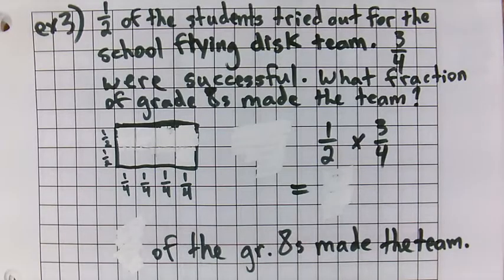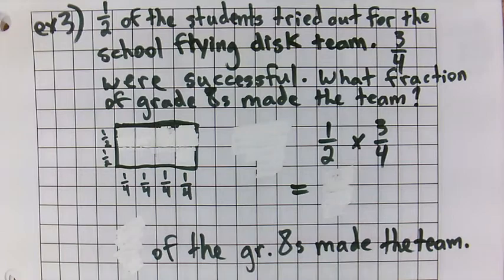Here's our example 3. It says half of the students, the grade 8 students, tried out for the school flying disc team, or ultimate frisbee team. Frisbee's a brand name. They're technically called flying discs. Fun fact. So half tried out. 3/4 of those who tried out were successful. What fraction of the grade 8s made the team?